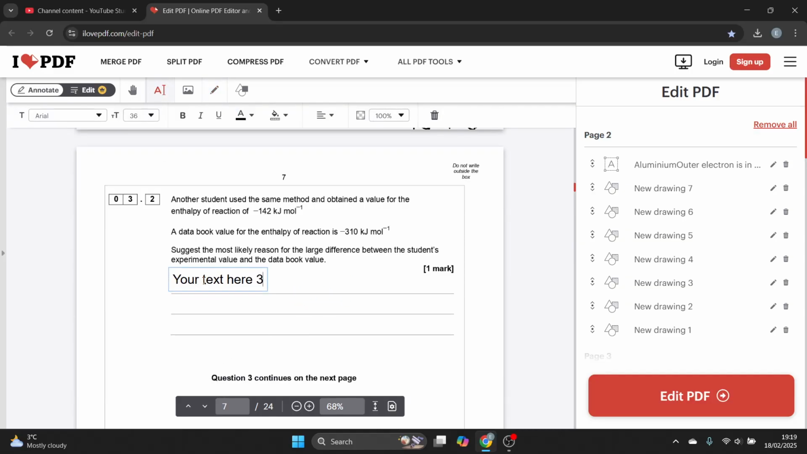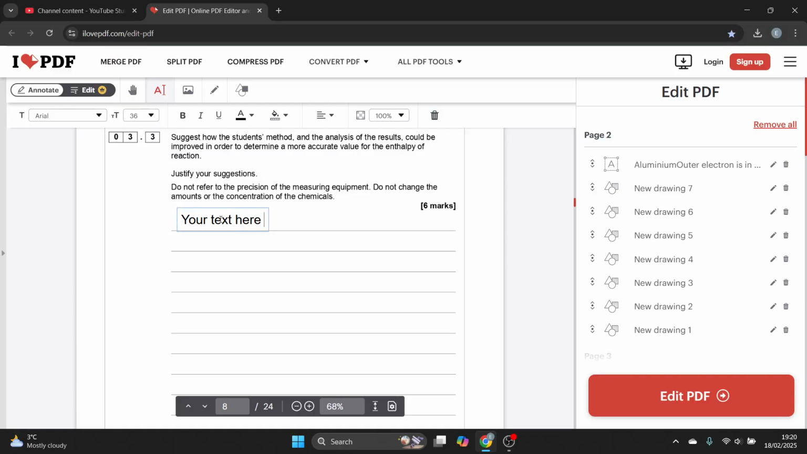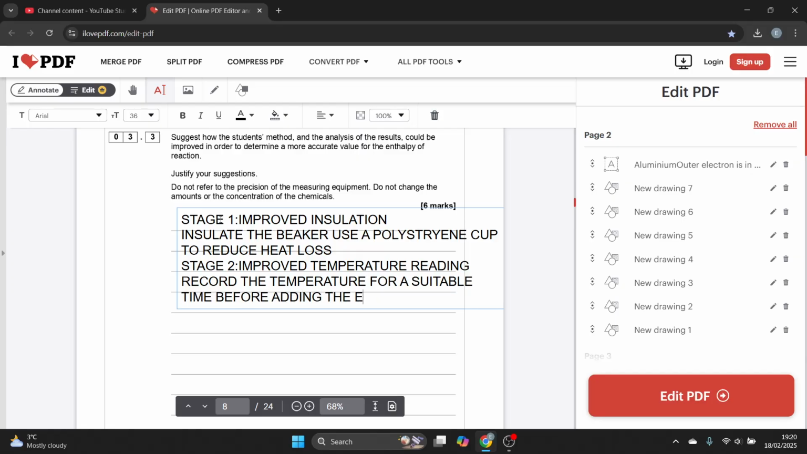The suggestion was the large difference between the student's value and the data book value: heat loss. How could the student's method be improved to make a more accurate value for enthalpy of reaction? Stage 1, improved insulation. Insulate the beaker. Use a polystyrene cup to reduce heat loss. Stage 2, improved temperature reading. Record the temperature for a suitable time before adding the metal to establish an accurate initial temperature.